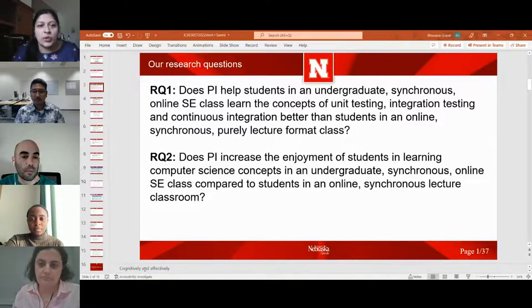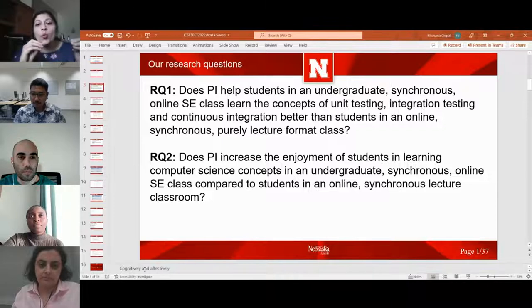So our main research questions were twofold. We looked at the cognitive effect of peer instruction and the affective effect of peer instruction. The first research question is whether unit testing, integration testing, and continuous integration are learned by students better in a completely online synchronous class with peer instruction versus without.